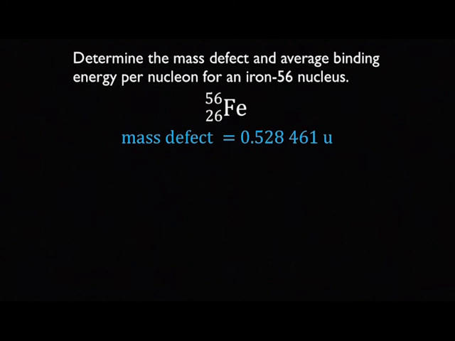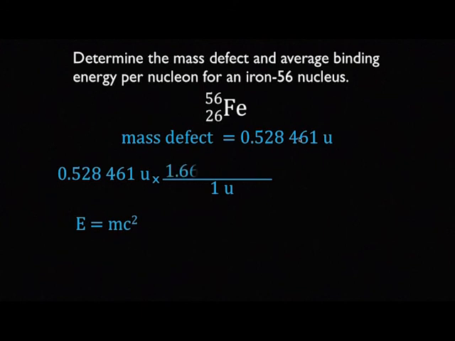Using the equation E = mc², we can convert the mass defect to energy. For that, the mass needs to be in kilograms. We know that 1 atomic mass unit is equal to 1.66 × 10^-27 kg. So the mass defect we get is 8.77 × 10^-28 kg.